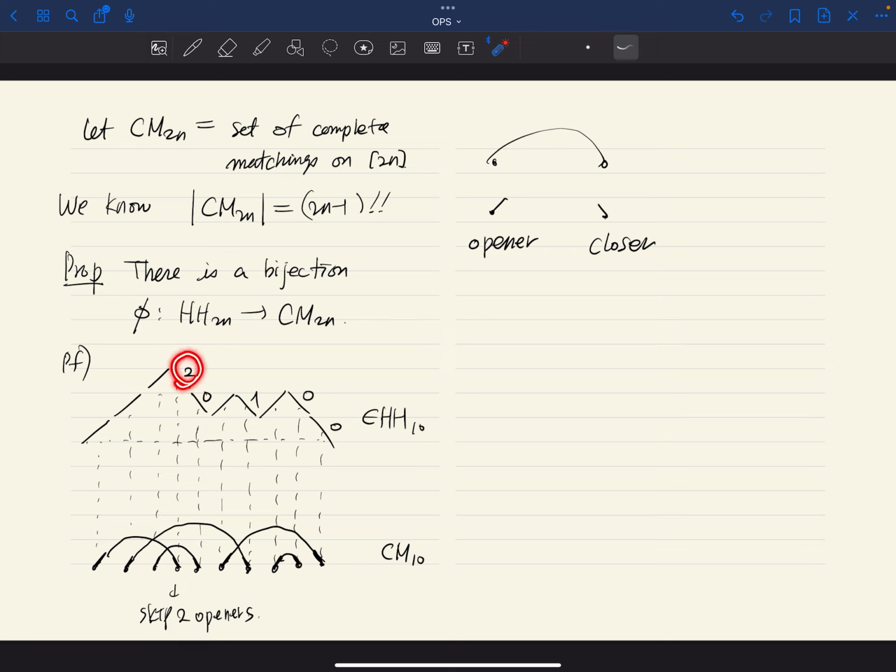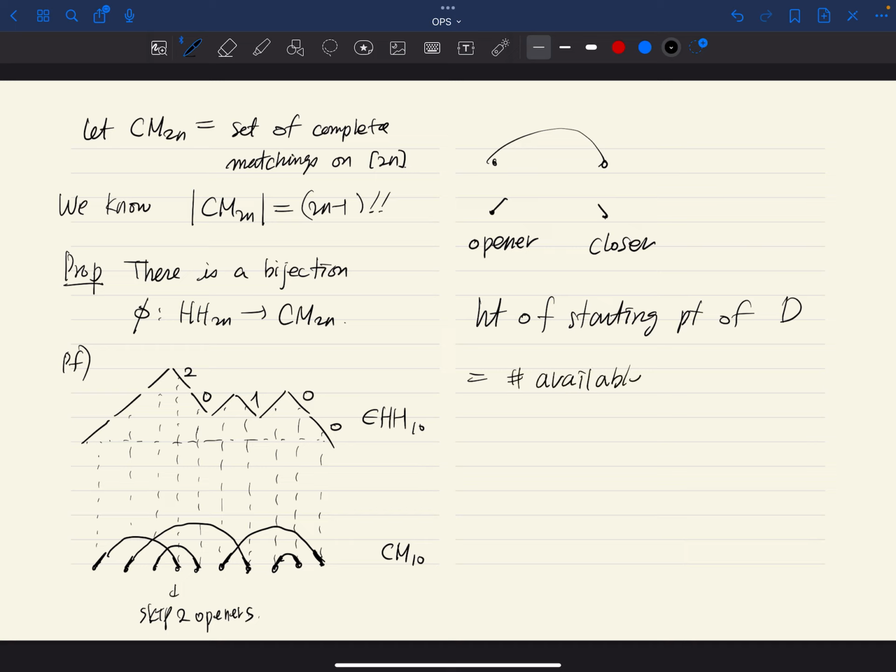And the label is less than or equal to the height, because the height is exactly the number of available openers. So the height of the starting point of a down step is basically the number of available openers. So that's the proof, basically.